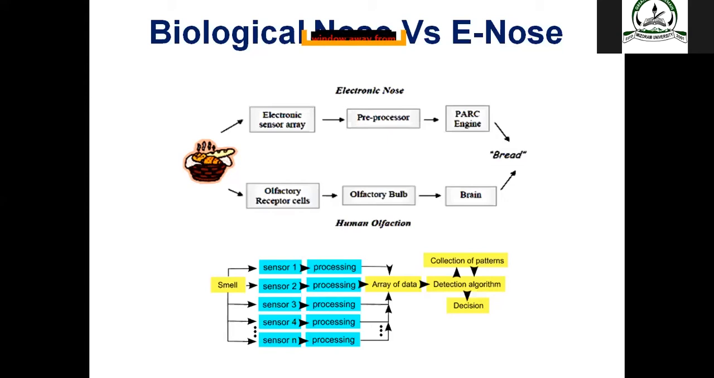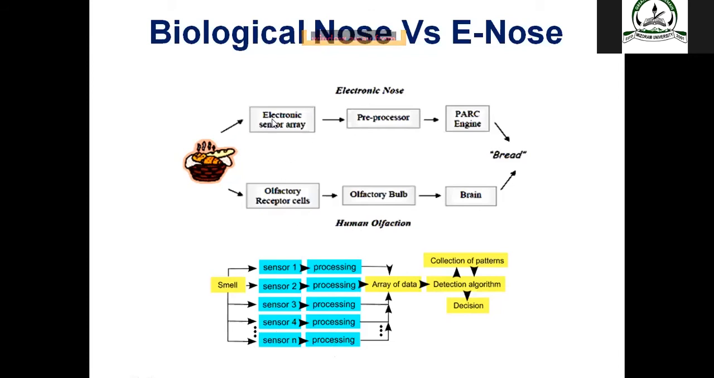Now, suppose you take the smell, then different sensations will come. This is human sensing; this is instrument sensing, e-sensing. So the smell will come, different sensors will pick up the signals, then process them, and the data will go for calibration with known samples, and this calibrated data is compared with it to take the decision.